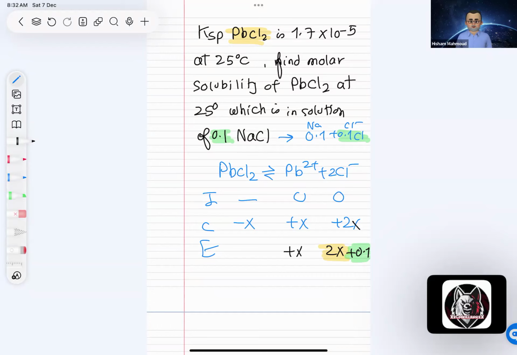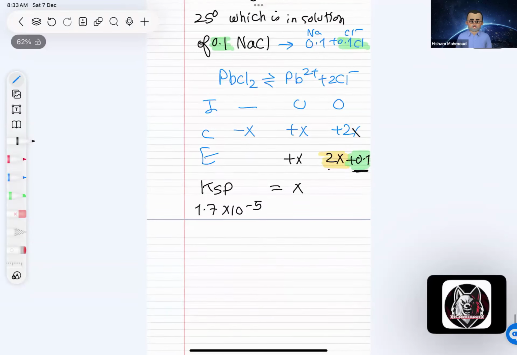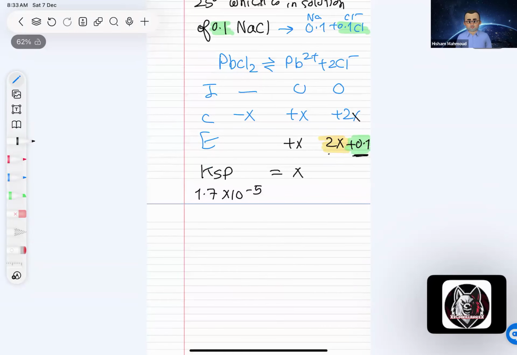So I will say that the KSP that he has given, he gave me KSP, is equal to 1.7 times 10 to the power of -5 equals x multiplied by 0.1 plus 2x. Come on, Yassin, let's compare the 0.1 with the 2x. 0.1 multiplied with 2x. Which number is very big and which number is very small? This is a very big number, and what will be the number here? It will be a trivial number. So it's like imagining. Imagine, Yassin, so we can understand.